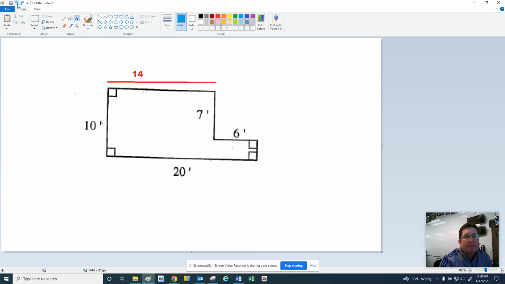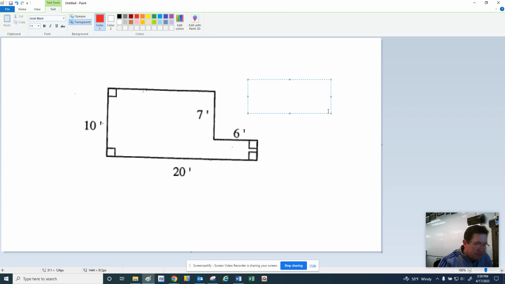Some other people, instead of doing it that way, I'll do this a little faster than the last problem, would think of this whole big rectangle here, and they'd say that's 20 by 10, which is 200. Then they would think of this rectangle here, which is 7 by 6, which is 42. Then they would take 200 minus 42. And again, the answer is 158, no matter how you do it.